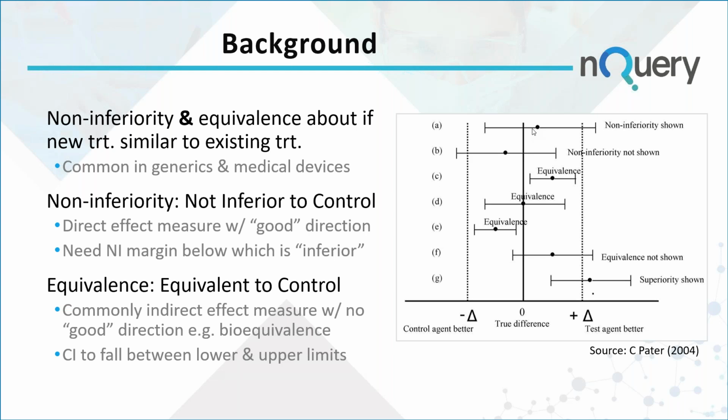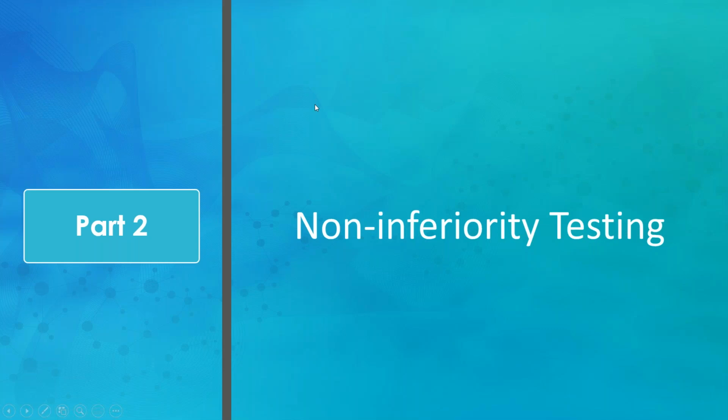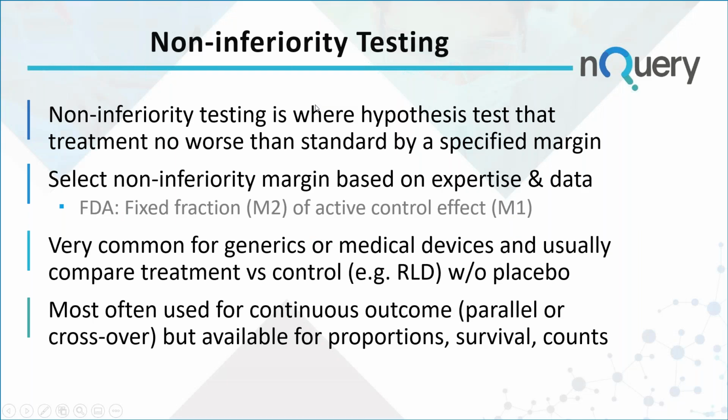So 5% significance equals 90% confidence level, basically. That's much more important for the equivalence case to be noted.